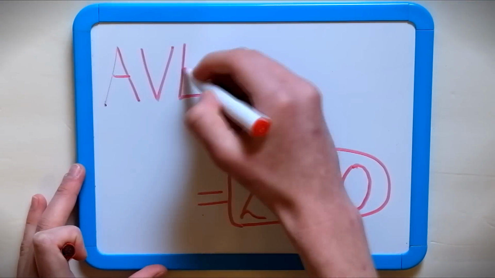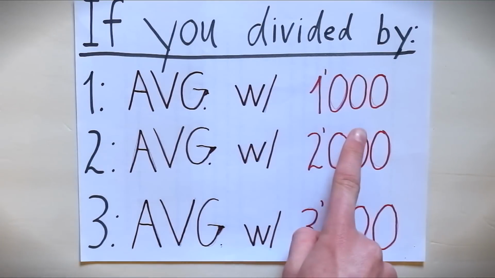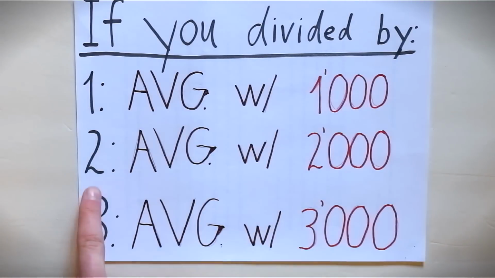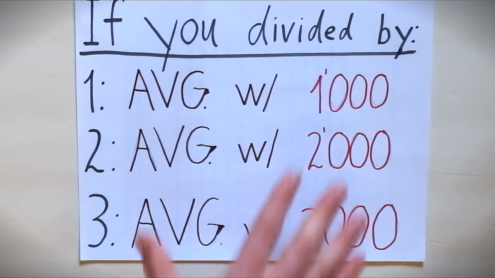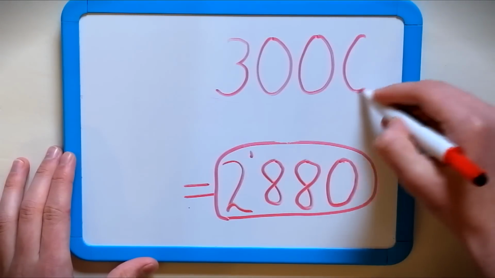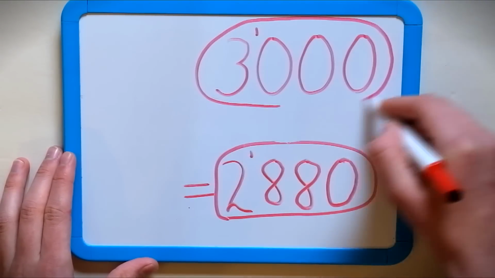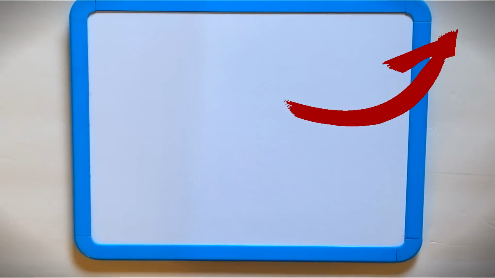Step 2 is averaging. If you divide by 1, you will average your result with 1,000. If you divide by 2, you will average your result with 2,000. And if you divide by 3, you will average your result with 3,000. In our case, we divided by 3, so now we're going to average with 3,000. Once again, if you want to see the fastest way to average 2 numbers, just click on the link in the top right corner of the video.